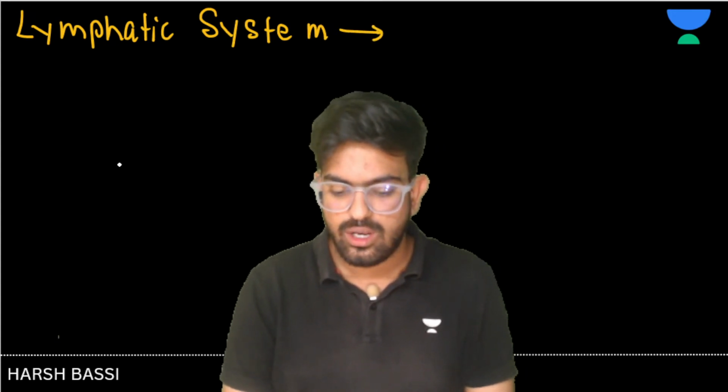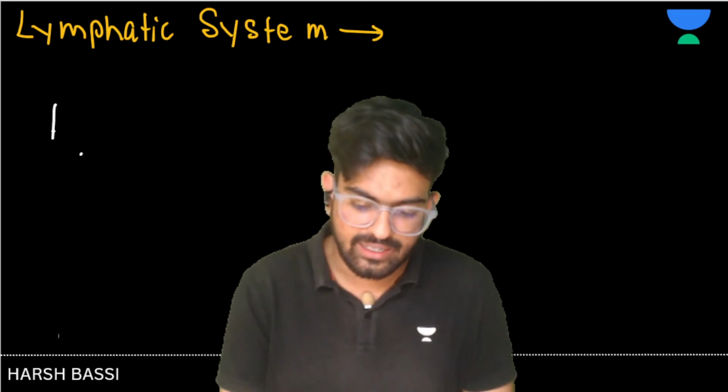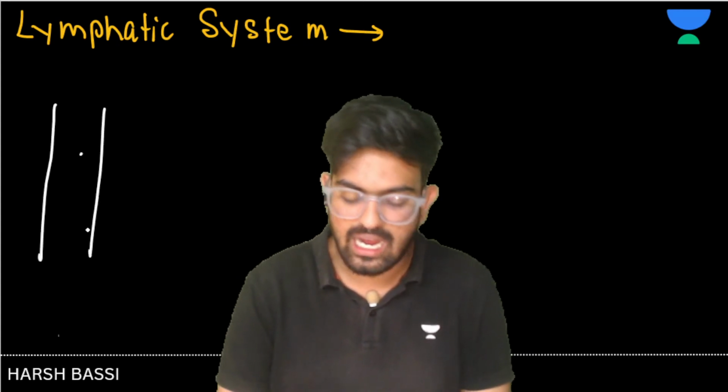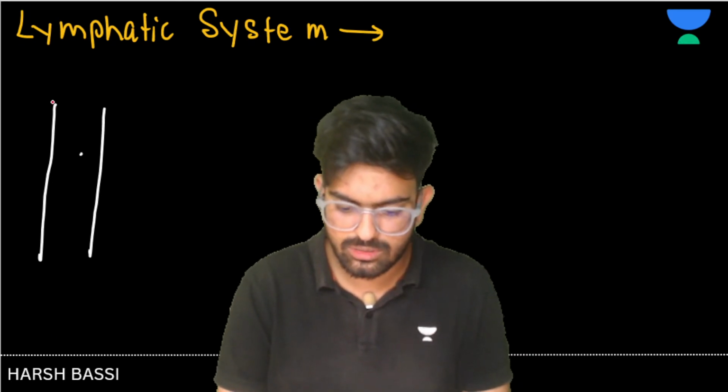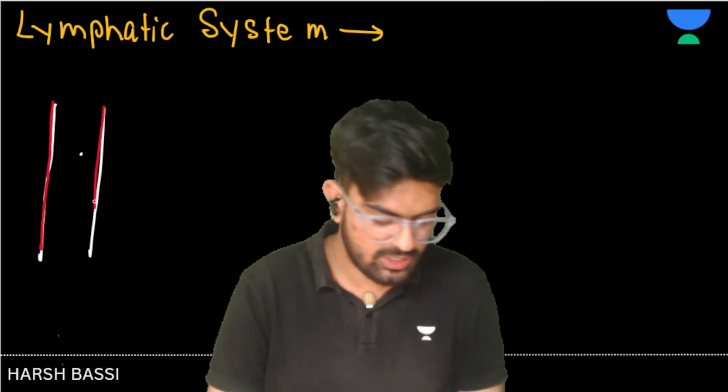Let's suppose that this is your artery. ठीक है, रेड कलर से बना दूं क्या? चलो बना देता हूँ बच्चों, रेड कलर से बना देता हूँ. This is your artery.